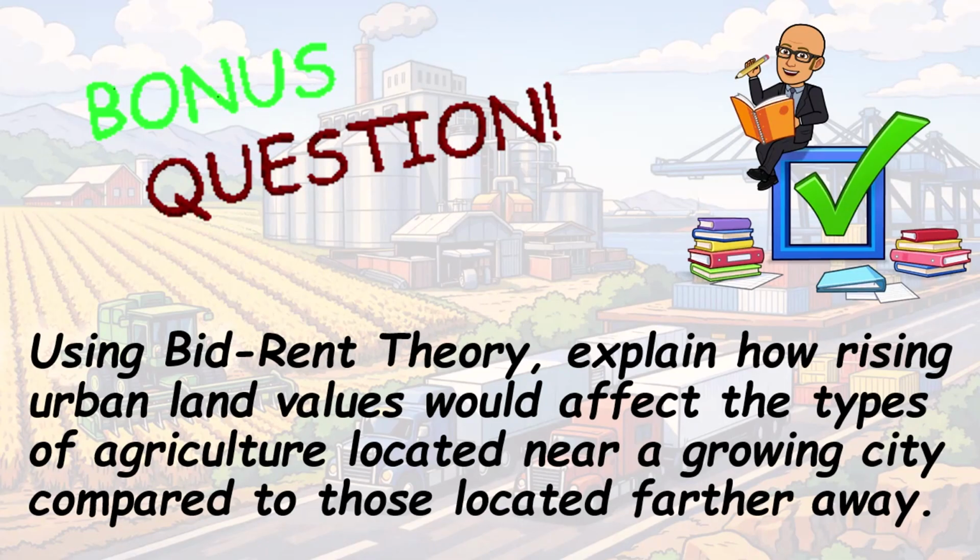Imagine a city experiencing rapid population growth. Developers are buying land. Land values near the urban core are rising fast. Farmers are being pushed farther away. Using bid-rent theory, explain how rising urban land values would change the types of agriculture found near the city versus farther from it. Be specific.